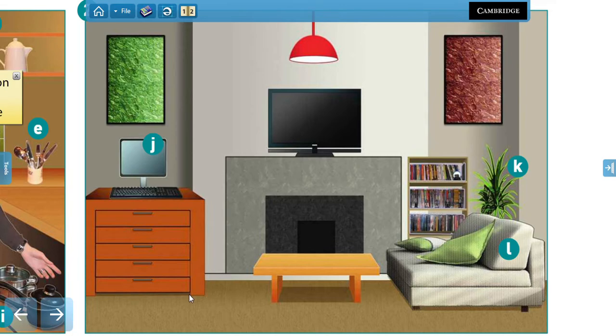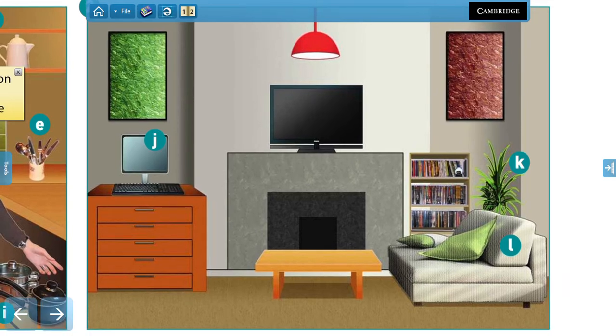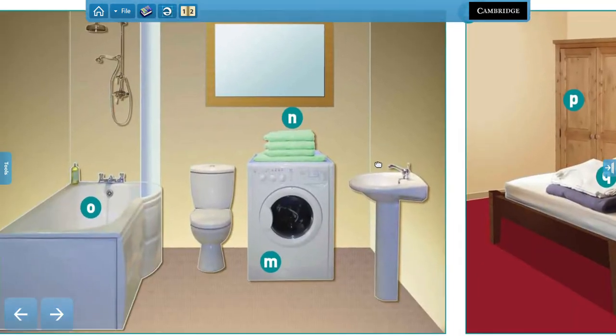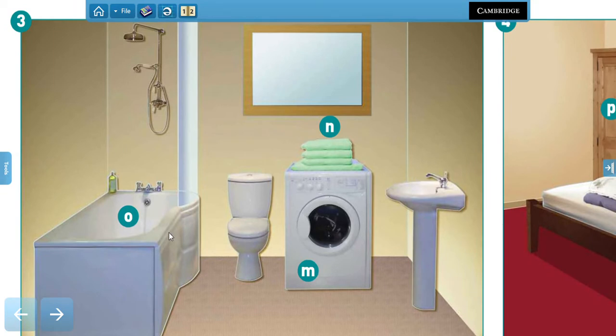A chimney. Those are common things you can find in a living room. Then in the bathroom, we have the bath, right? Towels and the washing machine.